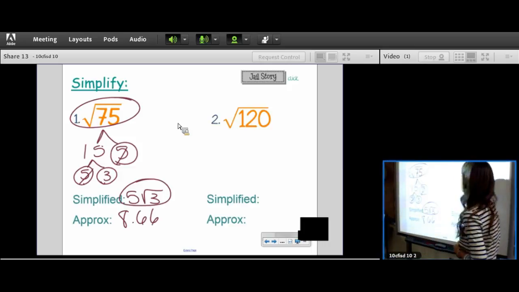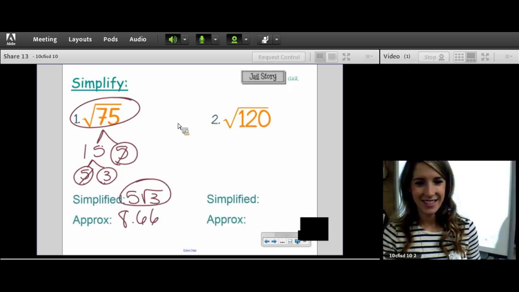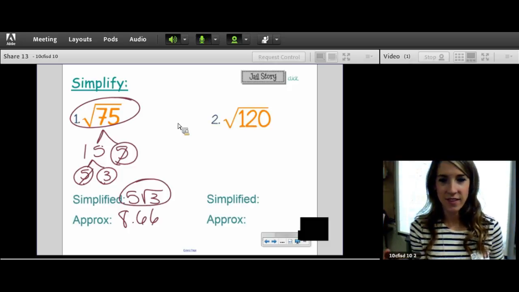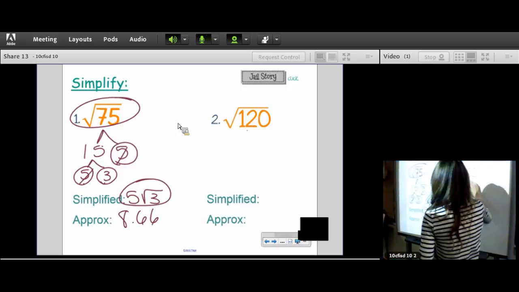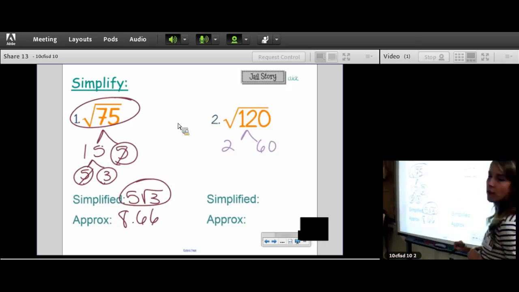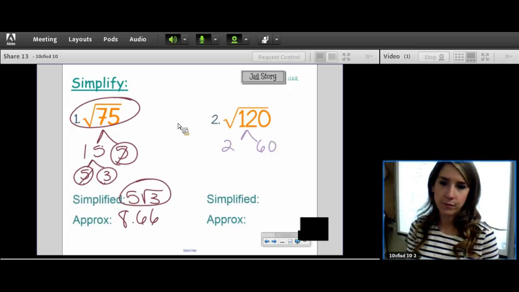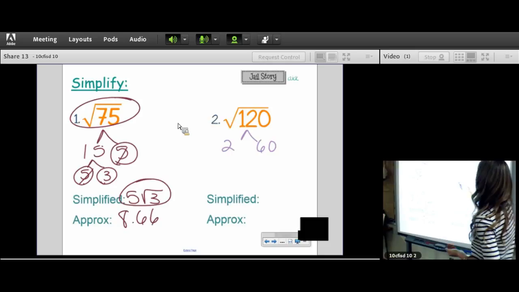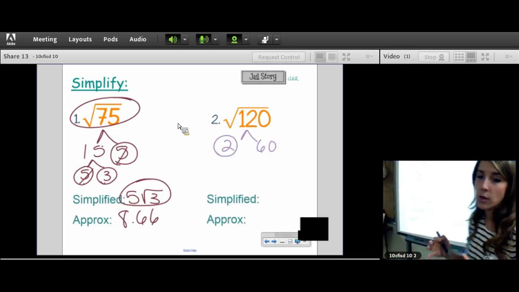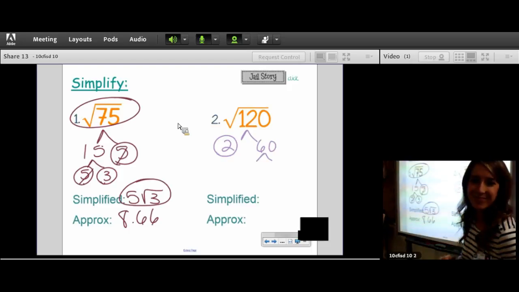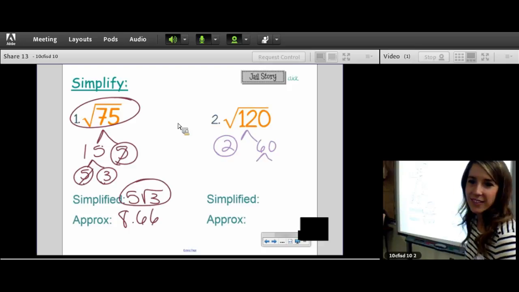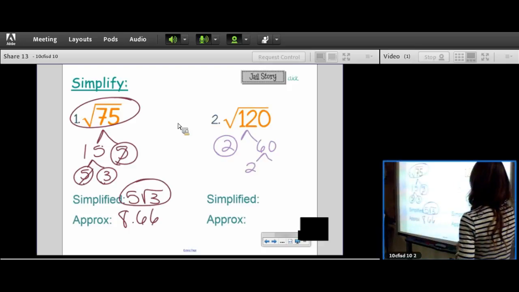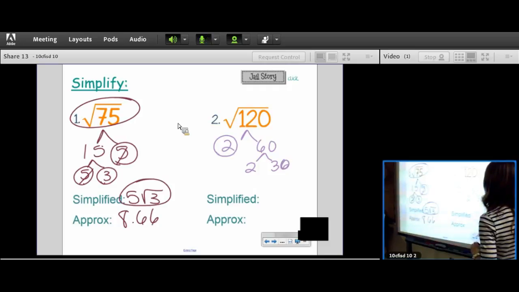Okay, let's do number 2. What factors would you like to use? I was going with 12 and 10. Well, we can do 2 and 60. Are there any dead ends? Are there any primes? Yeah, 2. Dead end. When you get to a dead end, you circle it. What do you want to do for 60? Oh, we're going with 2 and 30 again? Okay, we're loving 2s today. Oops, that's a 30. Dead end, circle it.